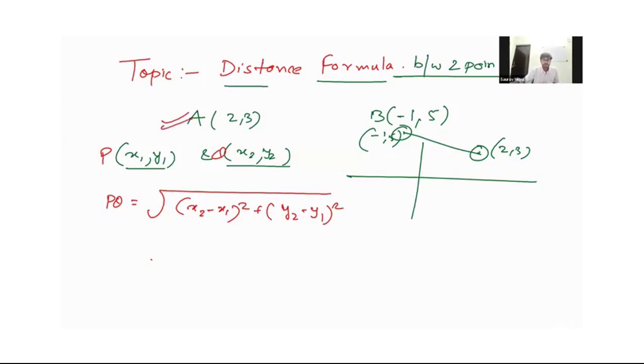So in this example we have taken the points 2 comma 3 and minus 1 comma 5. Let us calculate the distance between these 2 points. Always remember, the distance will be positive. Since distance is a measurement, it is always positive, and you should write your answer as a positive number.